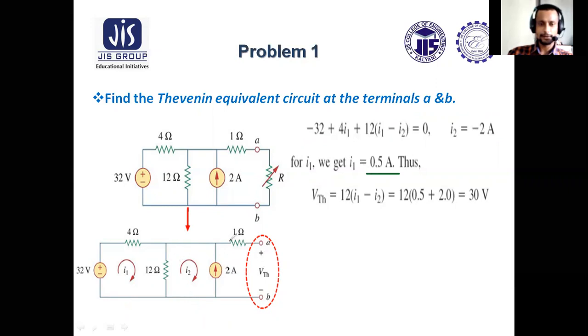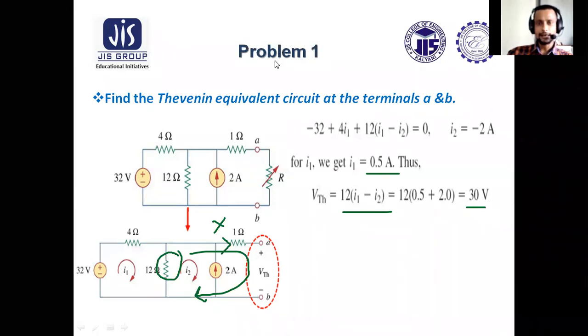See here, as this is open circuited, current through this path will be 0. As it is open, no current will be flowing through this. So VTH will be equal to the voltage drop across this. If we apply KVL in this loop, VTH equals 12 times (I1 minus I2). So now substitute the values of I1 and I2, you'll get 30 volt. Clear? So this is how you can find VTH. So the step involved here is remove the load, keep the load open circuited, and find VTH by applying mesh analysis, nodal analysis, current or voltage divider rule, anything.